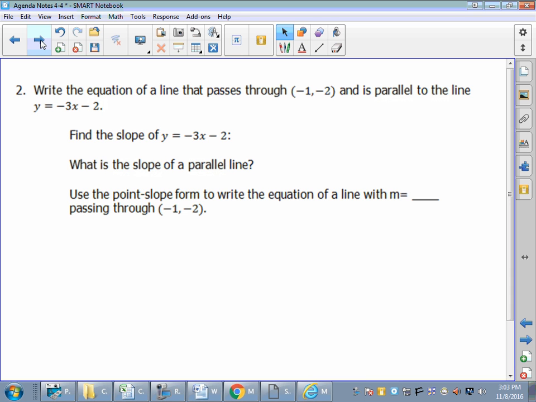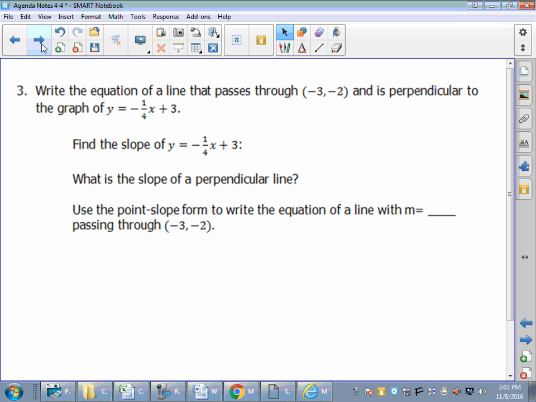All right. So these are the kinds of equations that we're going to talk about. Actually, let's skip this one. Let's go through this one. Write an equation of a line that passes through negative 3, negative 2, and is perpendicular to the graph of y equals negative 1/4 x plus 3. So I spelled it out for you here.